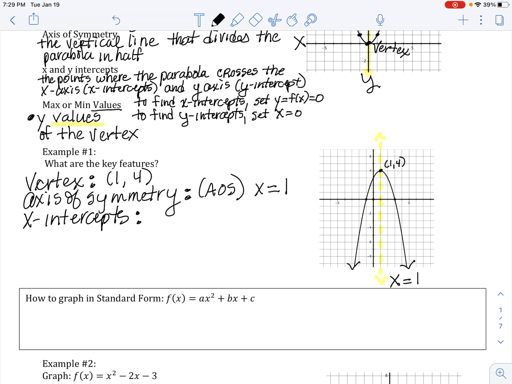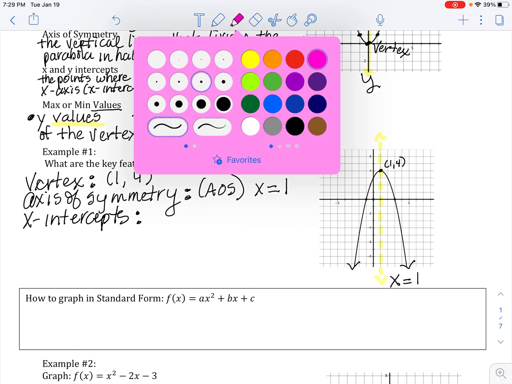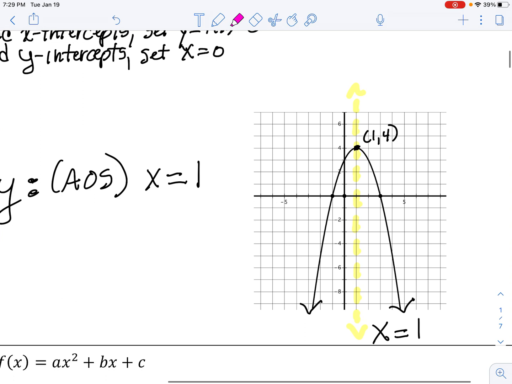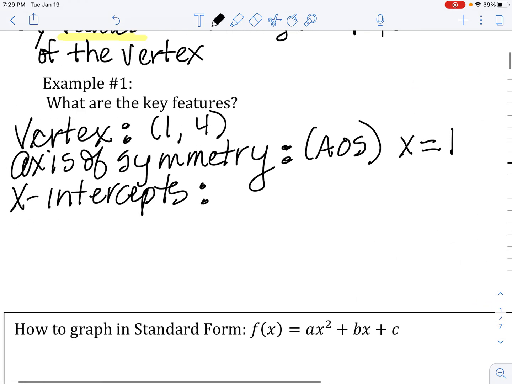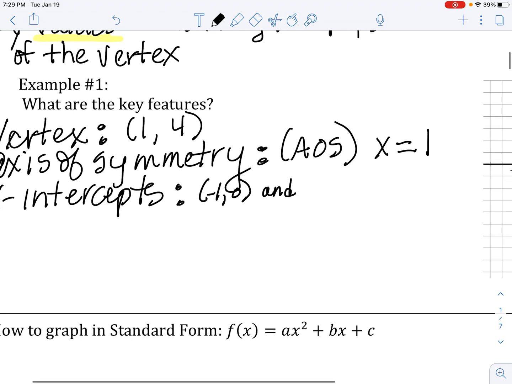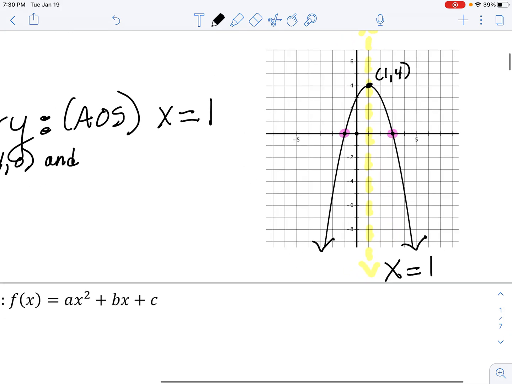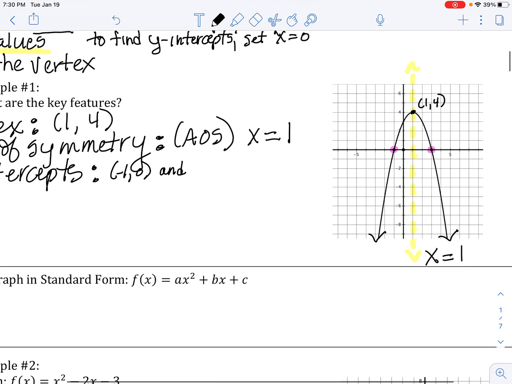The x-intercepts, as we stated above, are the points where the parabola crosses the x-axis. So I'm going to choose a different color for the x-intercepts, and they are the place where the graph crosses the x-axis. The first point is located at (-1, 0). And the second place is at (3, 0).